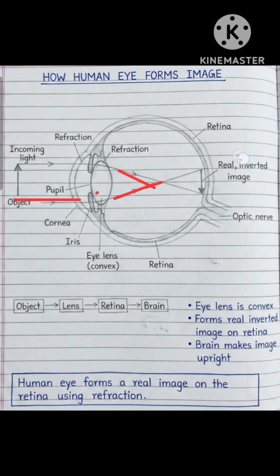A real, inverted and diminished image is formed on the retina. The retina converts this image into electrical impulses. These impulses travel through the optic nerve to the brain. Finally, the brain processes the signal and allows us to perceive the object in its correct upright position. So remember: object, cornea, pupil, eye lens, retina, optic nerve and then brain. This is how the image is formed.